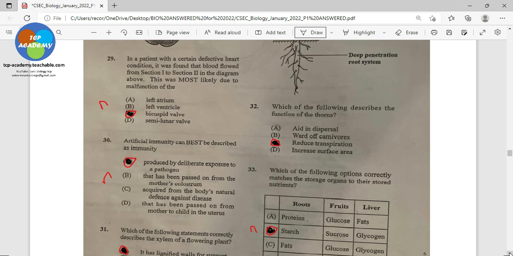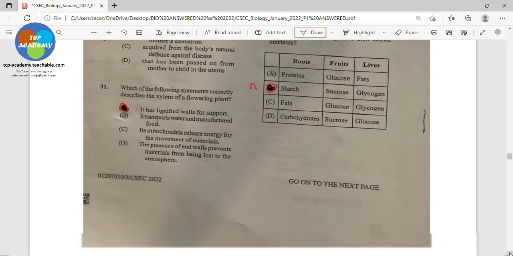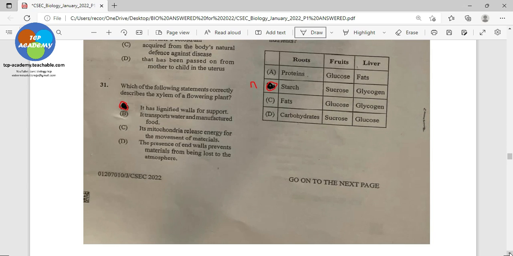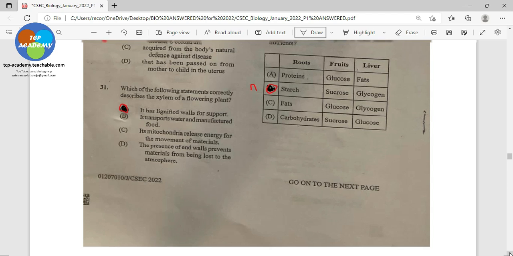Another new question, 30. Artificial immunity can best be described as immunity produced by deliberate exposure to a pathogen. A, we are going with the answer. 31. Which of the following statements correctly describes the xylem of a flowering plant? Now, the xylem is usually dead, or it is dead. So, A there being the answer, it has lignified walls to support. So, it's tough. That is what it is saying.